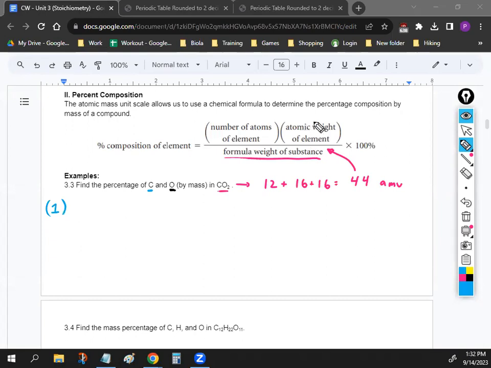And then you want the atomic weight of the element. What is the atomic weight of carbon? Yeah, 12. So 12.01 or 12. And then just divide it by the formula weight, so 44. And then you're going to multiply that by 100%. And that will give you the percentage of carbon by mass inside of CO2. Basically, what that means is if you have a CO2 molecule, how much does just the carbon weigh inside of it? What's the percentage of the weight that comes from carbon?